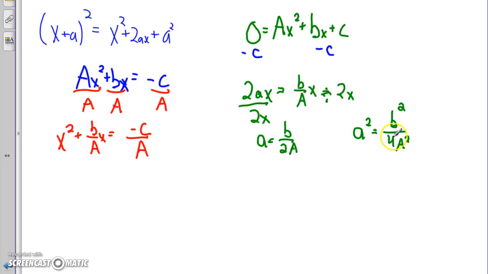This is a squared. So I want to add, notice I have x squared plus 2ax, we already have that. But now I need to add a squared to both sides, and a squared is b squared over 4a squared. And it's going to get really ugly. Like really ugly, but at the end it will look okay, and I think we'll get to a pretty cool concept.